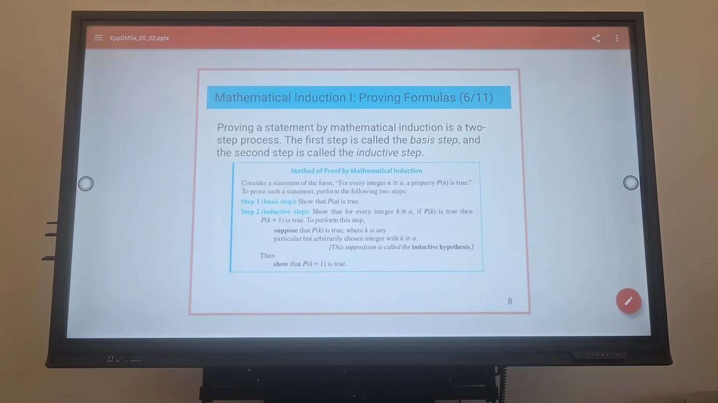Then the inductive step is to show that for every integer k greater than or equal to a, if P of k is true, then P of k plus 1 is true. To perform this step, suppose that P of k is true, where k is any particular but arbitrarily chosen integer with k greater than or equal to a. This supposition is called the inductive hypothesis. Then show that P of k plus 1 is also true.